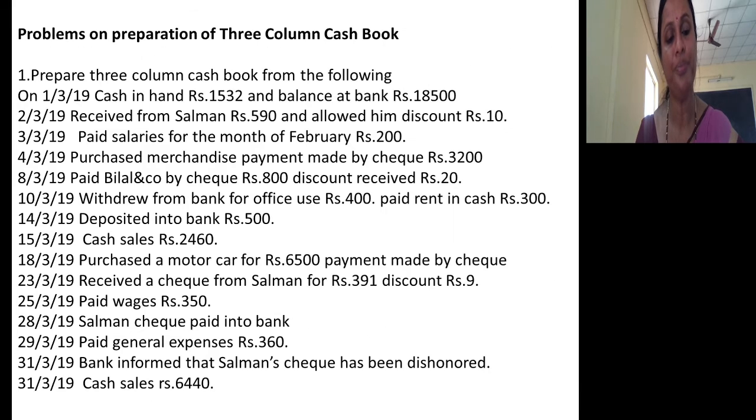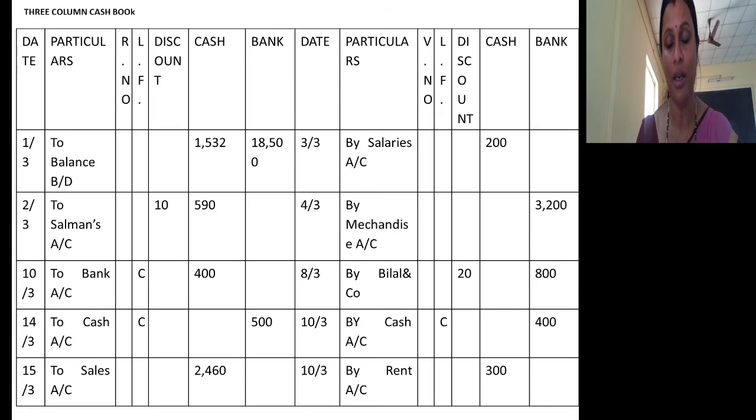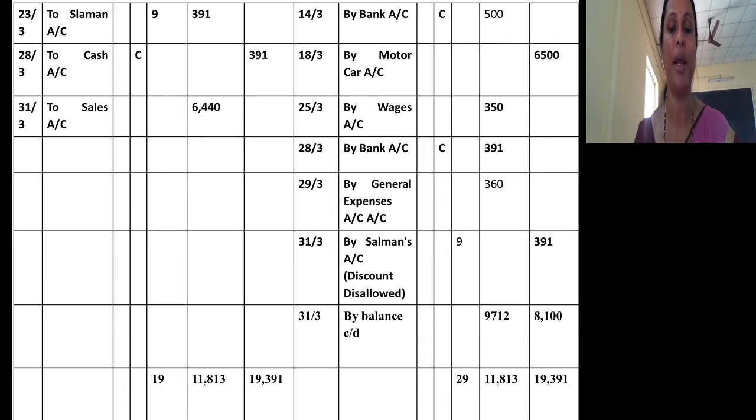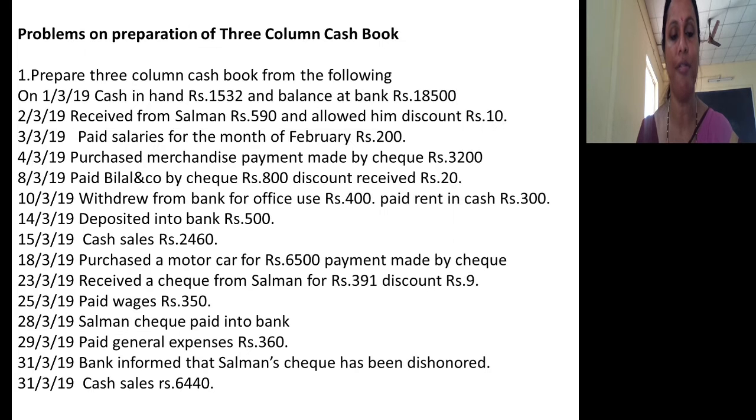So next one, purchased a motor car for rupees 6,500. Payment is by check. Whenever you purchase a motor car, what's the journal entry? Motor car account debtor to what? You paid by check, so to bank. So that's why in the bank column on the credit side, by motor car account 6,500.